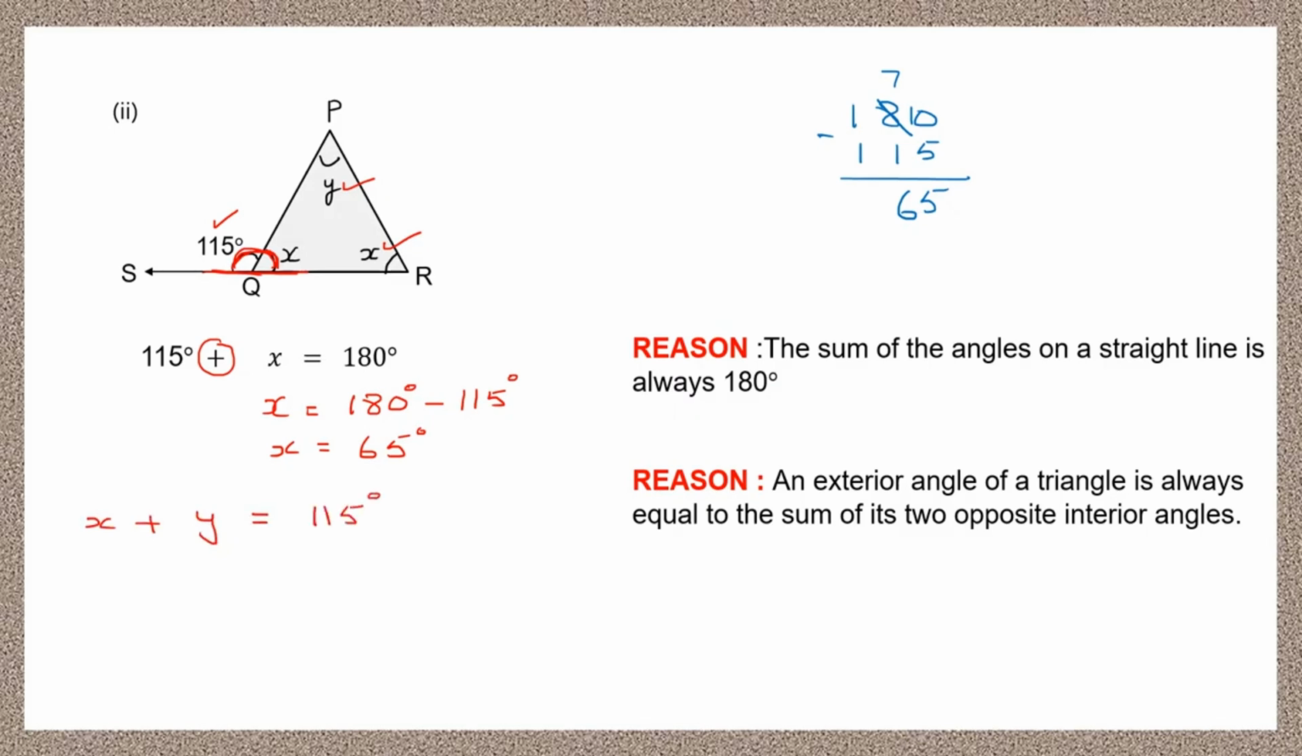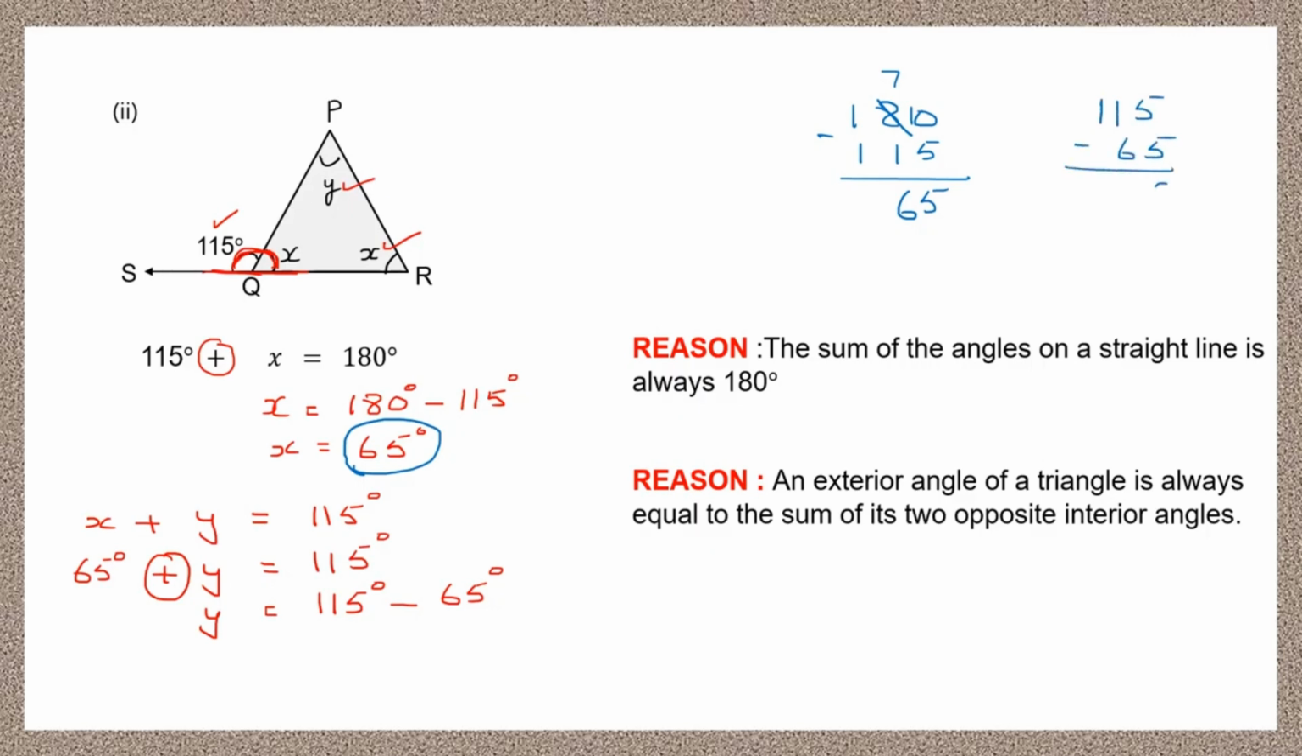Now we know how much x is. We just found out x is 65 degrees. So let's use that: 65 degrees plus y equals 115 degrees. To find y, I'm going to leave 115 there. I'm going to move 65 to the right hand side, and the addition becomes subtraction, minus 65 degrees. So let me subtract 115 minus 65 degrees.